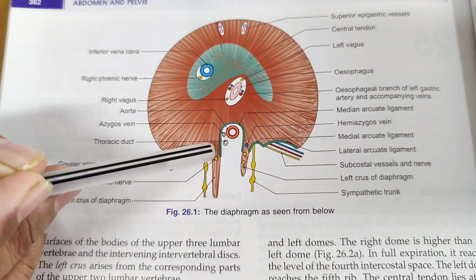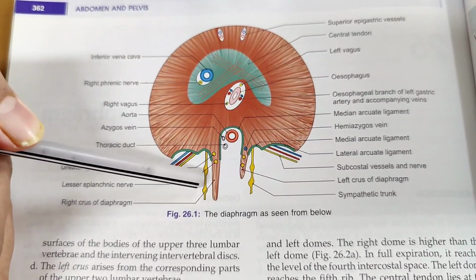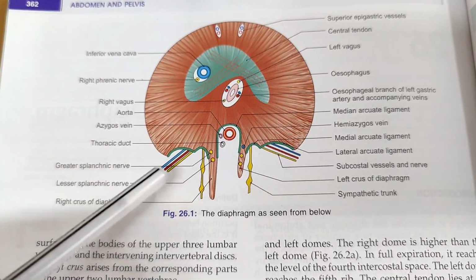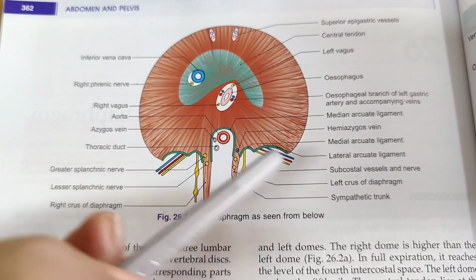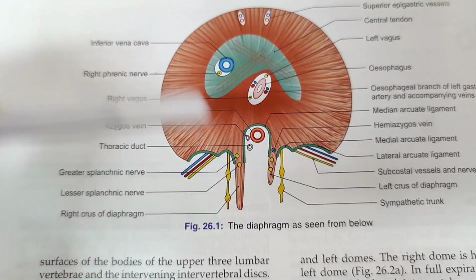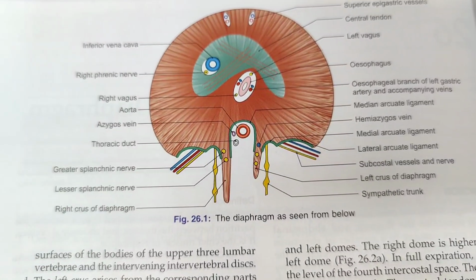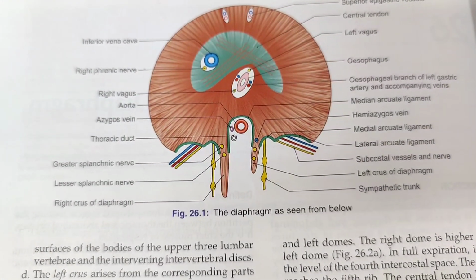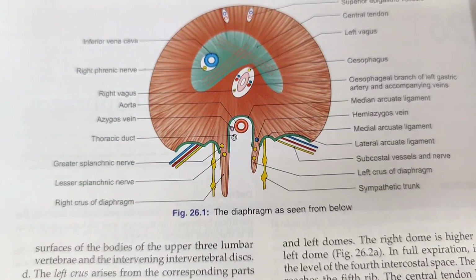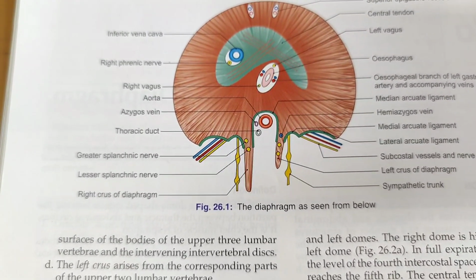Now we will see this medial arcuate ligament. Just behind it there is a passage of the sympathetic trunk. This is the lateral arcuate ligament. Beneath this there is a passage of the subcostal nerve and vessels. Each crus of the diaphragm is pierced by the greater and lesser splanchnic nerves. Sometimes the left crus is also pierced by the inferior hemiazygos, or we can say accessory hemiazygos vein. The left phrenic nerve pierces the left cupula in front of the central tendon, which is not seen in the figure.